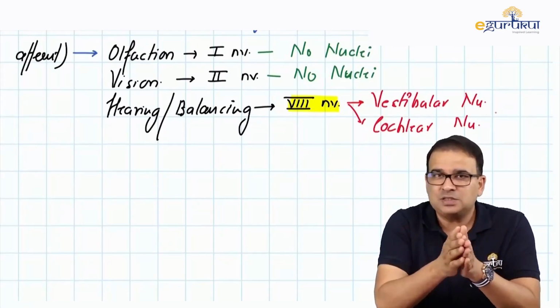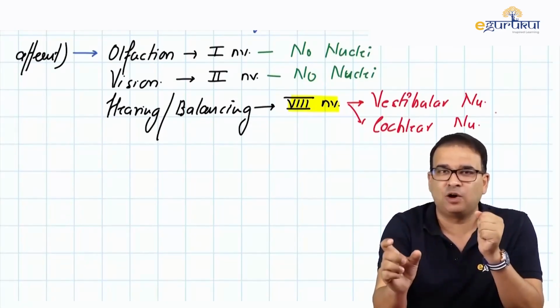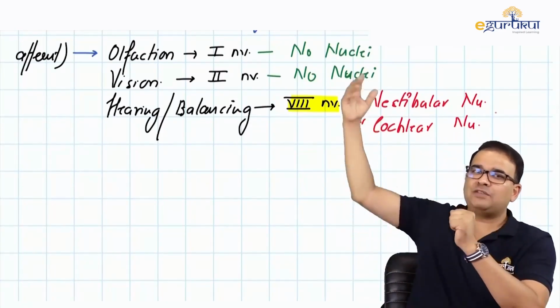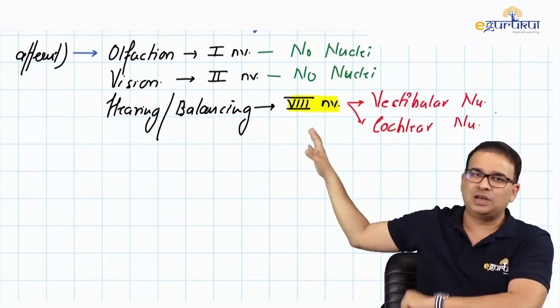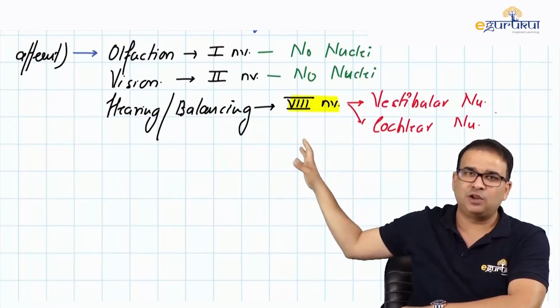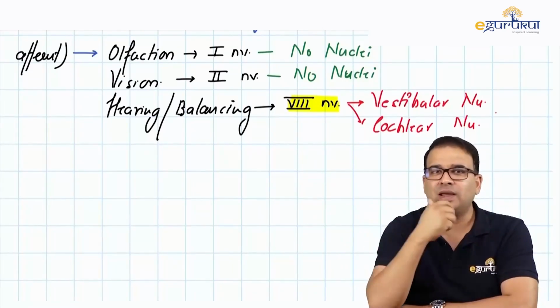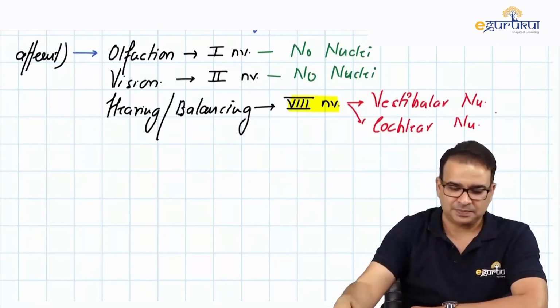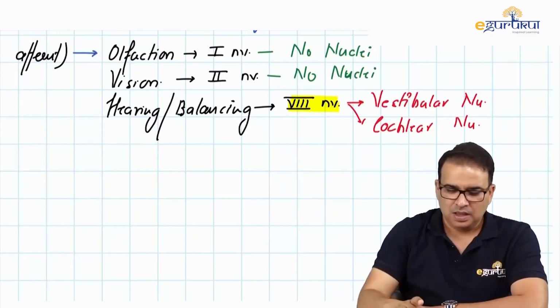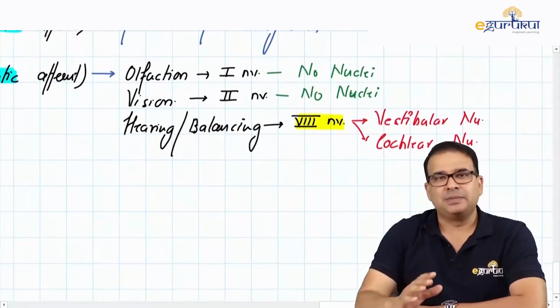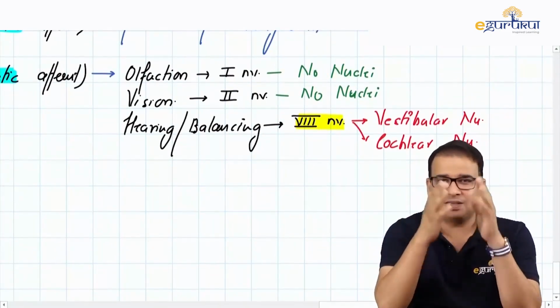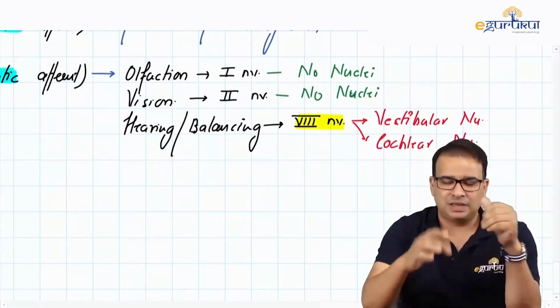But if the question says which nuclei come under the SSA column, then obviously we do not have nuclei for these nerves. The only nuclei we have is for the eighth nerve. Then your answer will be only 8. The cranial nerve nuclei exist only for the eighth nerve and not for the first and second. So this is about how we name these cranial nerve nuclei and columns and what their meaning is.